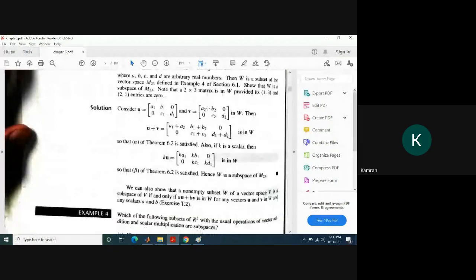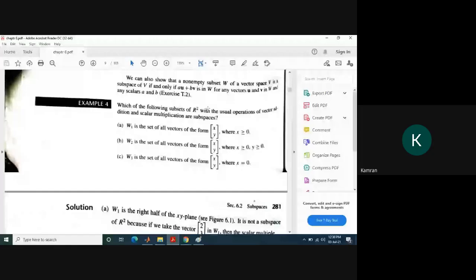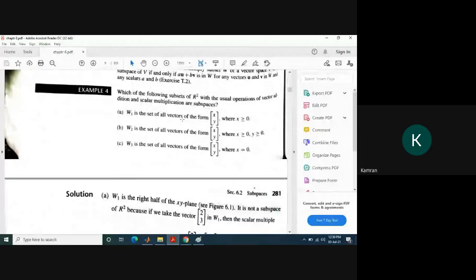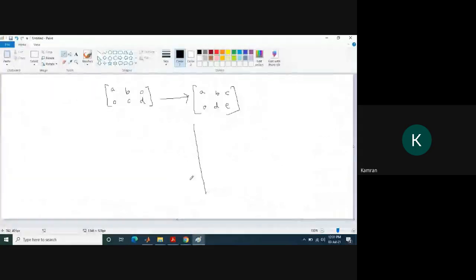Next example. Example number 4 में given है which of the following subsets of R square with usual operations of vector addition and scalar multiplication are subspaces. देखिए W1 is xy where the first component is positive. So they are talking about, this is the xy plane. They are talking about when x is greater than or equal to 0. So they are talking about the half plane, the right half plane.